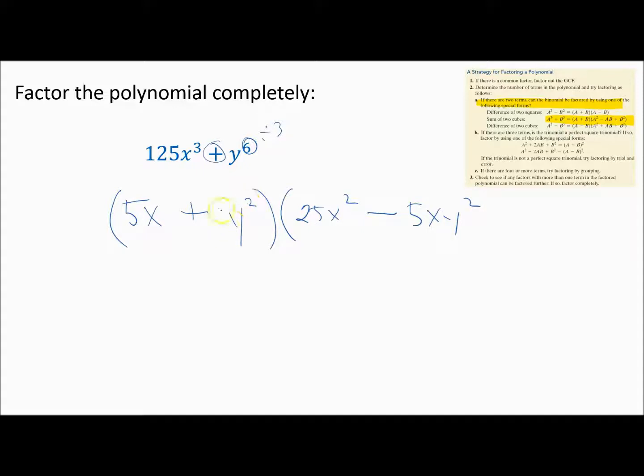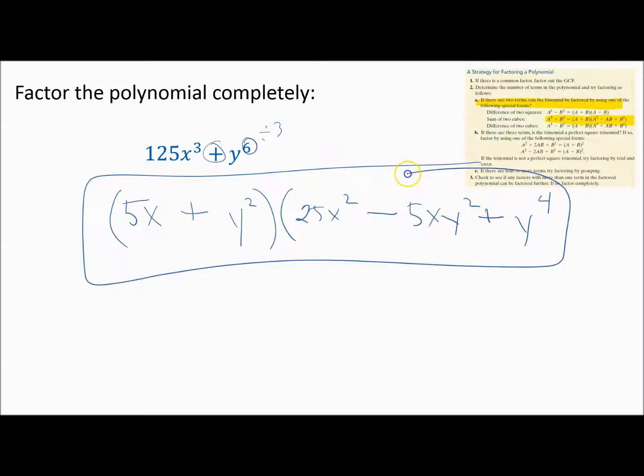And then you square the last term. So y squared squared is y to the 4th. And then this is always plus. It doesn't matter what the original problem says. This is always plus. And we are finished with that problem.